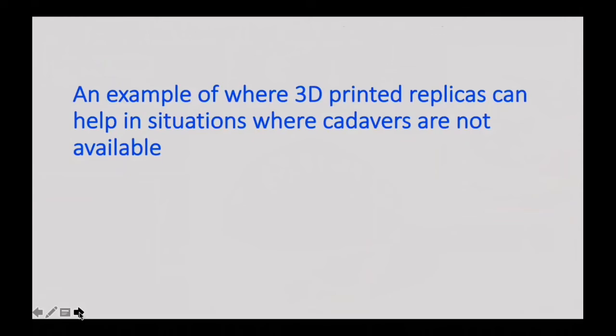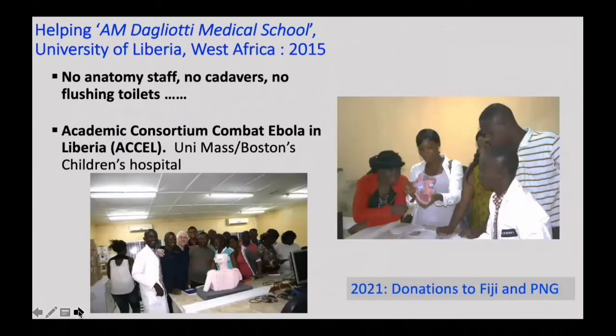I'll just throw this in as an example. People might be saying, well, we've got anatomy facilities, we've got real cadavers, the students prefer cadavers. Well, I'll show you an example of where there is a situation where students don't have access to cadavers. This is a couple of pictures from a trip I did to Liberia in West Africa in late 2015. They have no anatomy staff, they have virtually no staff at all. They had no cadavers, they didn't have flush toilets, they had nothing, absolutely nothing.